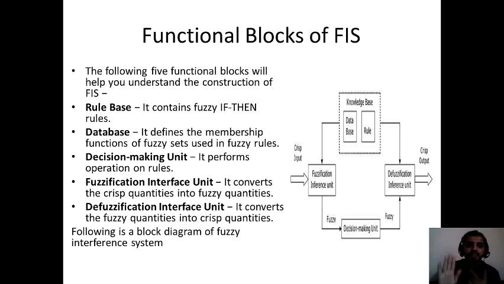So it has functional values. In the same way, there are functional blocks of a fuzzy inference system. The following 5 functional blocks will help you understand the construction of FIS. What is the first one? The first one is the rule base.